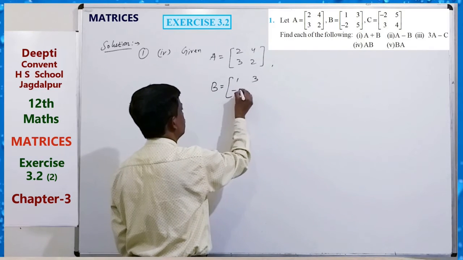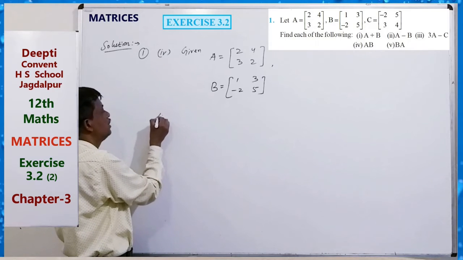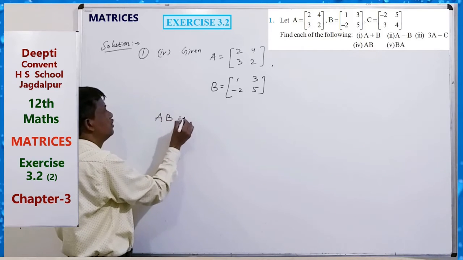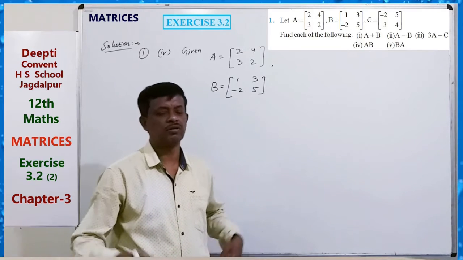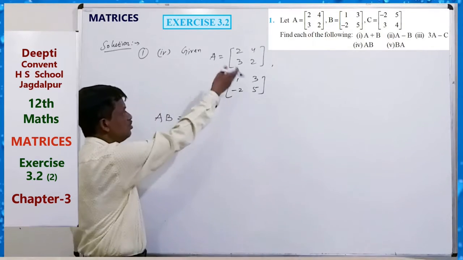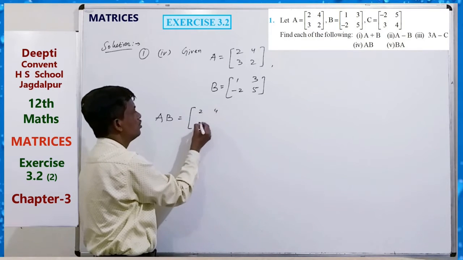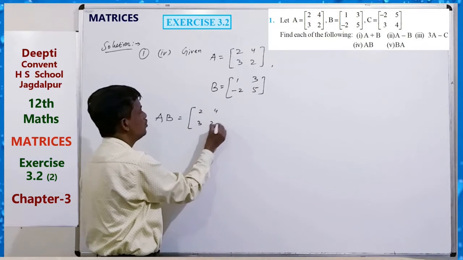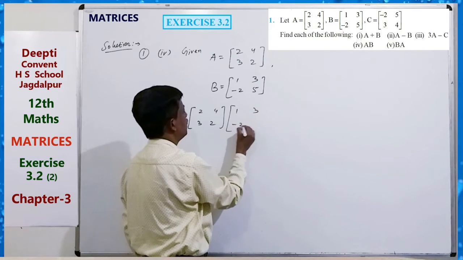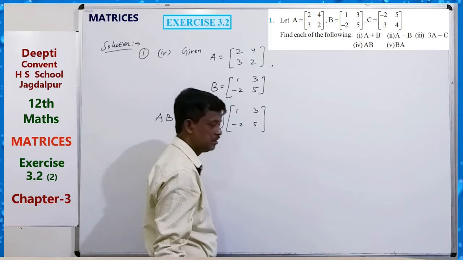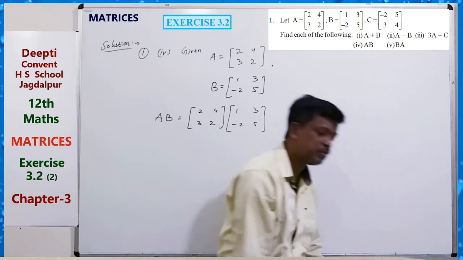1, 3, minus 2, 5. We just have to find AB. Because 2 by 2 matrices are given, the orders are both the same, 2 by 2 and 2 by 2, so we can multiply them. 2, 4 and 3, 2. Just write 1, 3, minus 2, 5. So it's simple. We have to find AB and BA.